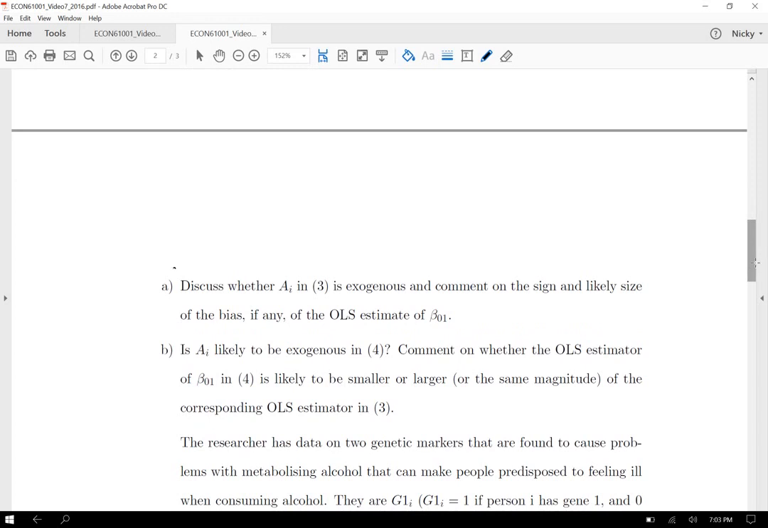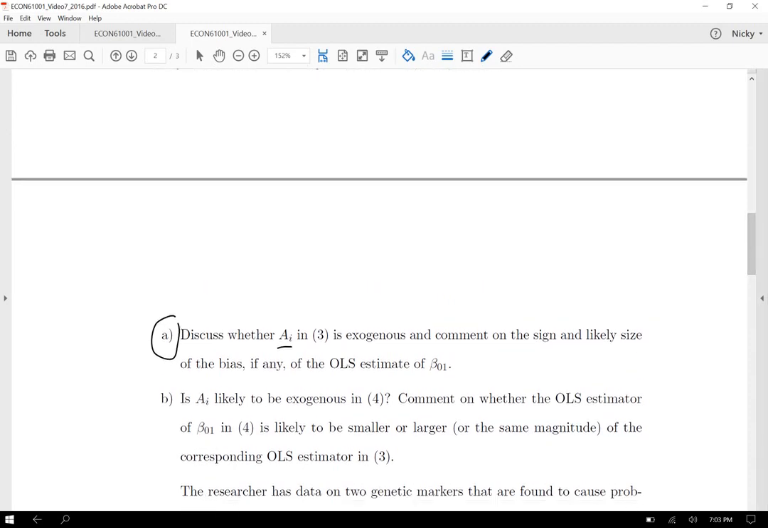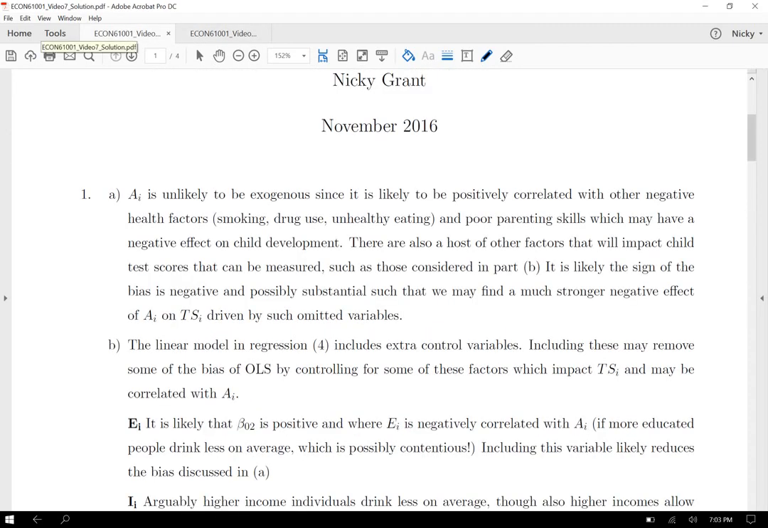So part A asked us to discuss whether A_i is exogenous and comment on the sign and the likely size of the bias, if any, of the OLS estimate of beta naught 1. So what does that mean formally? If A_i was exogenous, then what would it mean? Well, if A_i in regression 1 is exogenous, exogeneity would mean essentially that the covariance of A_i and the error term was equal to naught.